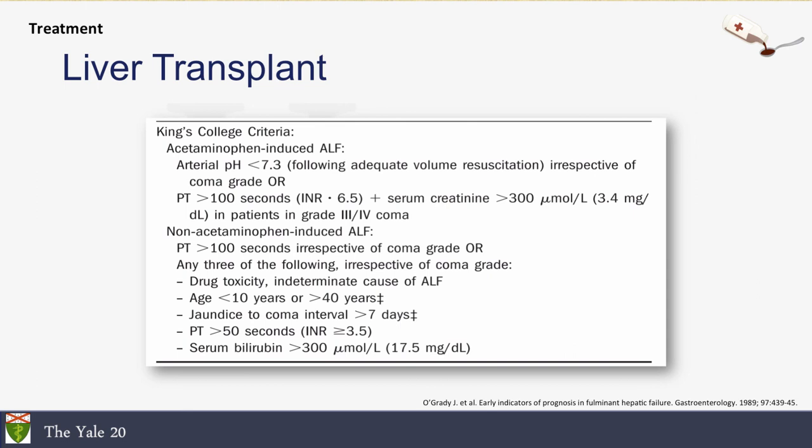The rate of survival is about 79% at 1 year and 72% at 5 years, specifically in patients with acute liver failure. There are many other staging systems, such as the APACHE II and the SOFA systems, which take into account function of multiple organ systems. These systems do not provide a superior predictive value as compared to the King's College criteria.